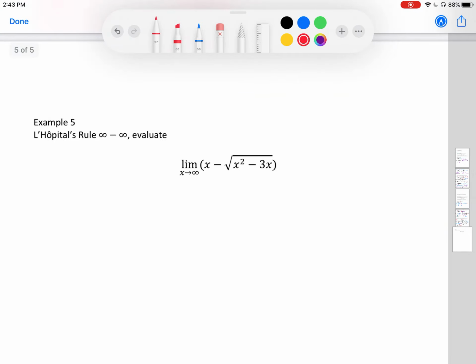One more case: the case where I'm subtracting an infinity by an infinity. So here we have the limit as x approaches infinity of x minus the square root of x squared minus 3x. The problem here is if I directly apply infinity, we're left with infinity for x and infinity for a radical. So again, I cannot directly apply L'Hopital's. We have to somehow create a fraction. So for here, let's go ahead and begin by factoring out an x.